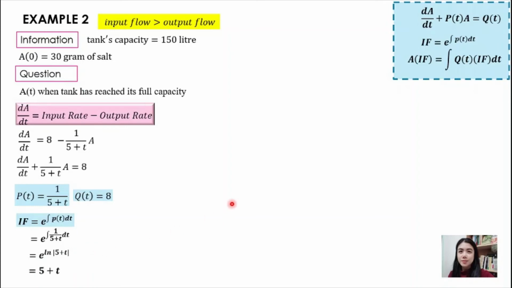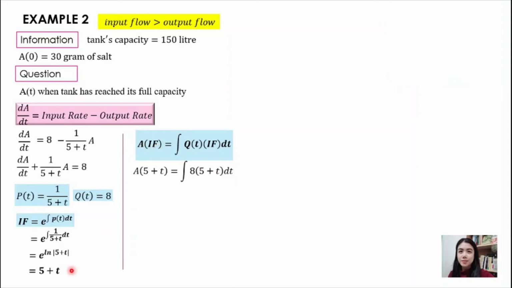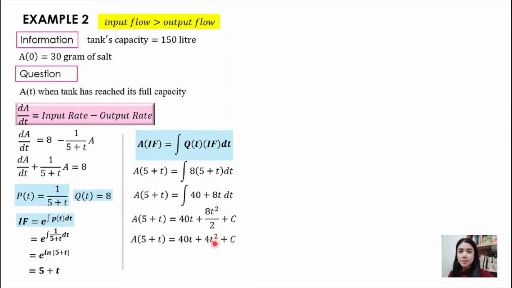And solve this differential equation by using its formula. So this is the formula. This is actually A, multiplied with your IF. Your IF is 5 plus t, equals to Q(t), so your Q(t) is 8, multiplied with IF, that is 5 plus t. And this is what we have here. So expand the right hand side, and then integrate the right hand side, and you have 8 divided by 2, which will give you 4. And then bring this 5 plus t to the right hand side. Then you have this one, and name it as equation number 1.